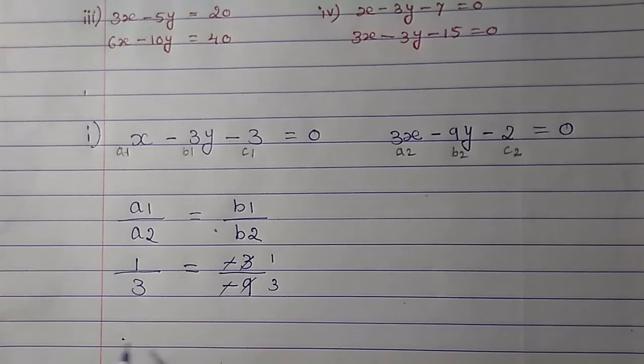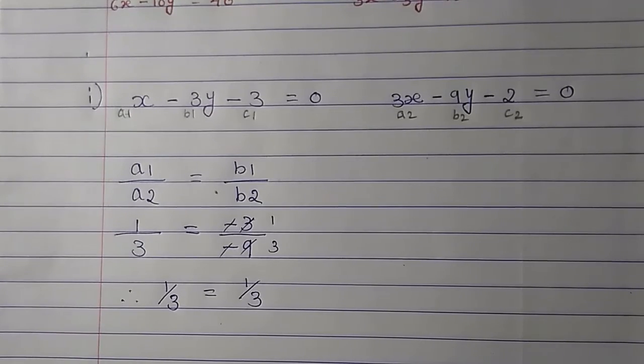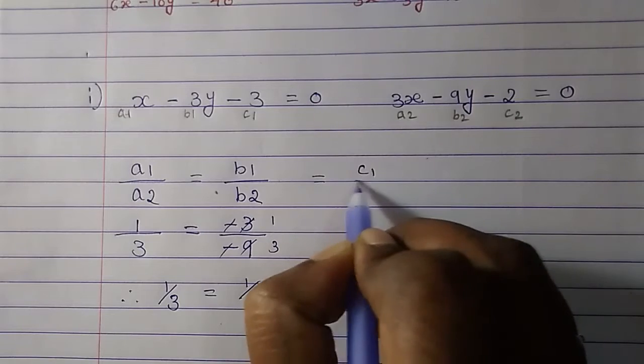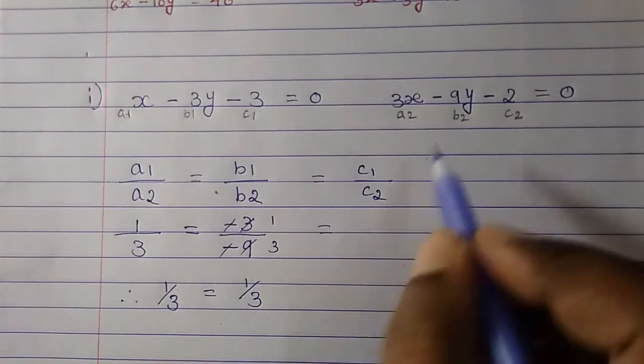So that means what we are getting? We are getting 1 upon 3 here, and here also 1 upon 3. That means both are same. So when both are same, then we have to go for the third one. Okay, so these are same. So let us compare now c1 upon c2. So since both have come same, let us compare c1 upon c2.